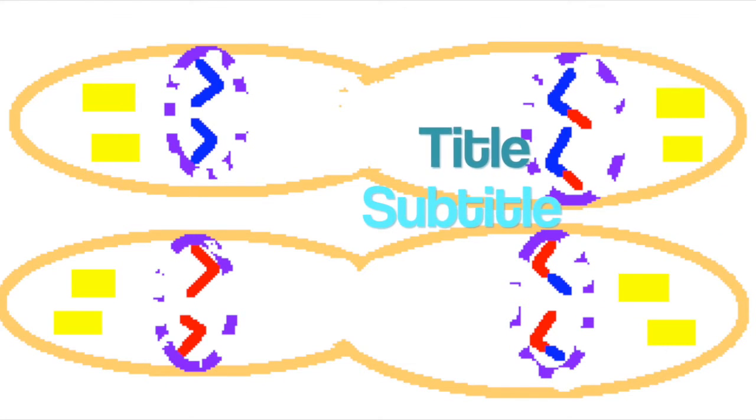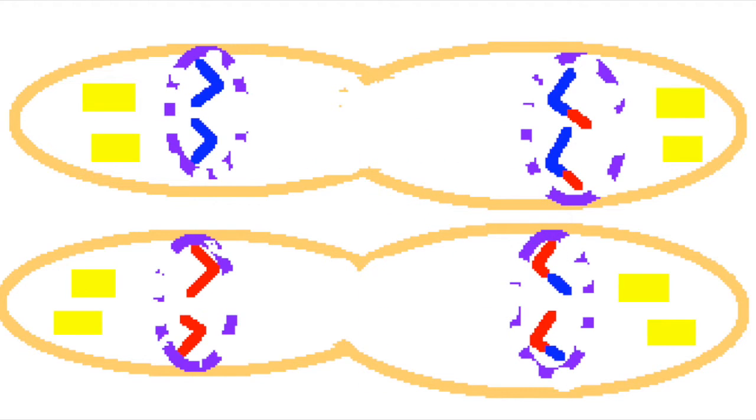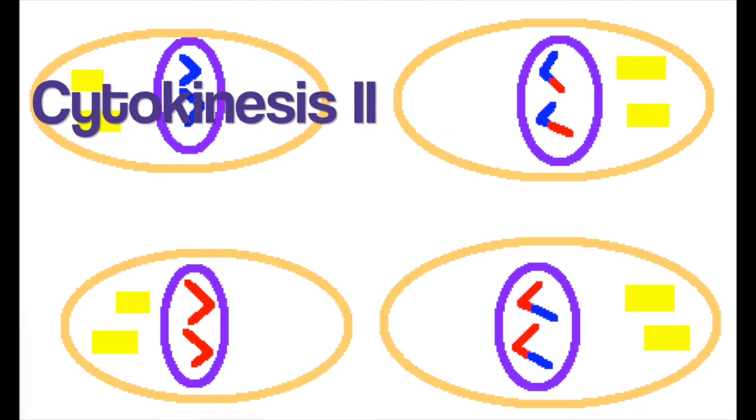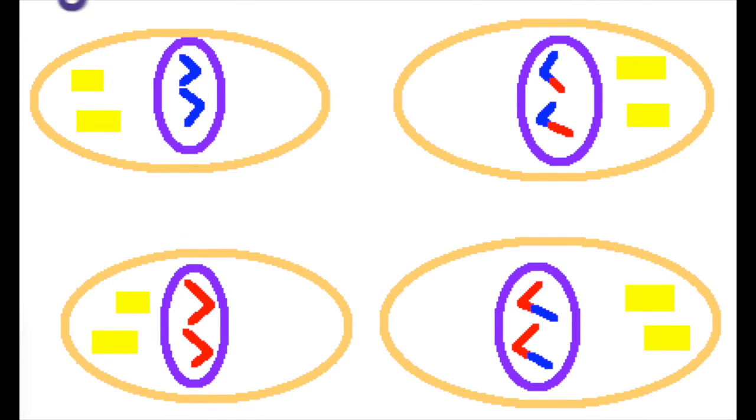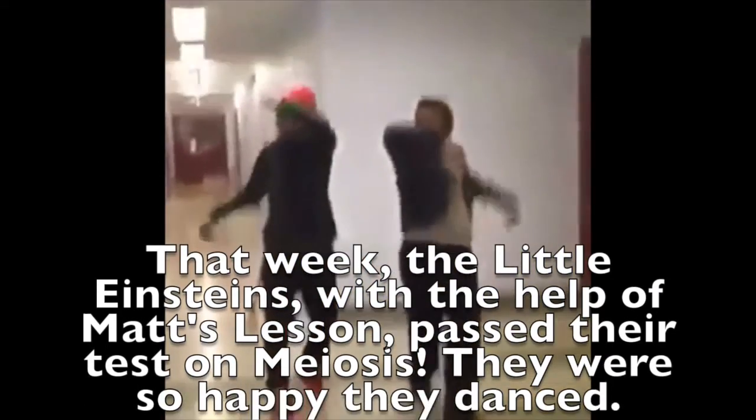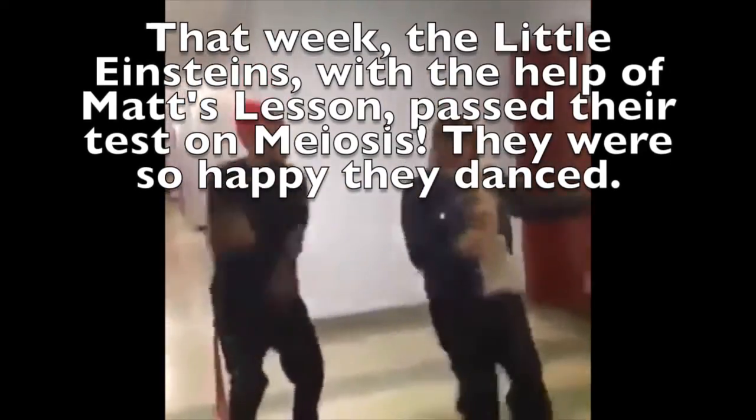Next is telophase 2. In telophase 2, the chromatids move towards opposite ends of the cell. Nuclei and nuclear envelopes begin to form around the chromatids. The mitotic spindle disappears. The cell is ready to be divided. Last is cytokinesis 2. The cells split, and there are now 4 daughter cells created from the original parent cell. Each daughter cell has a different set of chromosomes and is now ready for sexual reproduction.